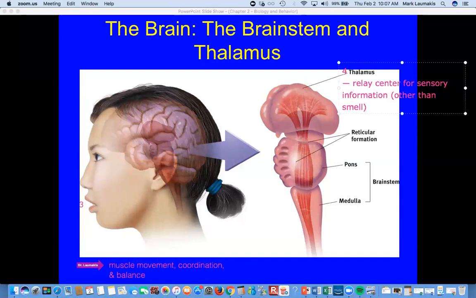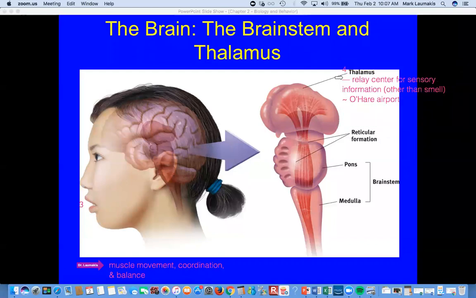Smell, it turns out, gets routed in a slightly different way, and I am going to say that the thalamus is analogous to O'Hare Airport in Chicago. And now you're going to be like, dude, what are you talking about? How is part of the brain like O'Hare Airport? Well, here's the idea. Visual information, for example, is coming in through your eyes. It's going to get routed through the thalamus here, and it's ultimately going to get routed to the back of your head, in this area called your primary visual cortex, in the occipital lobe in the back of your head. Okay?